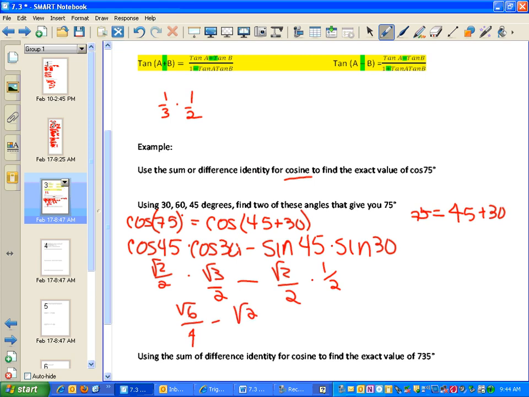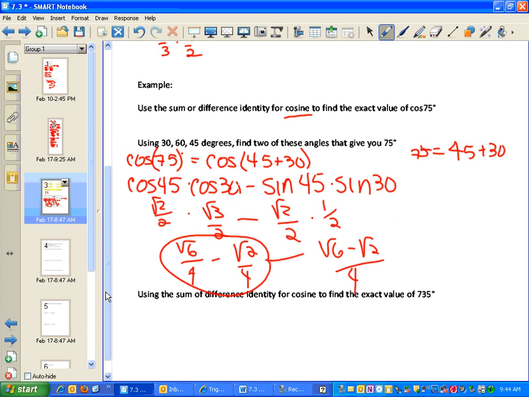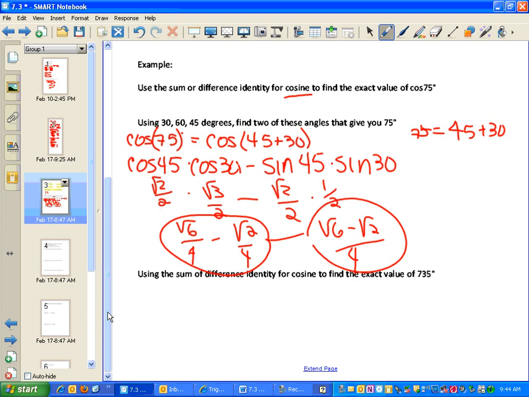Minus square roots of 2 over, okay. Simplify it: square roots of 6 minus square roots of 2 over 4. Can I subtract the square roots of 6 minus the square roots of 2? Can I subtract A minus B? No. If my square roots are not the same, then I leave this alone if I'm adding or subtracting. So what is the exact value of the cosine of 75 degrees? This is your exact angle right here. Okay, so all this is manipulating values that you know to find larger angles.